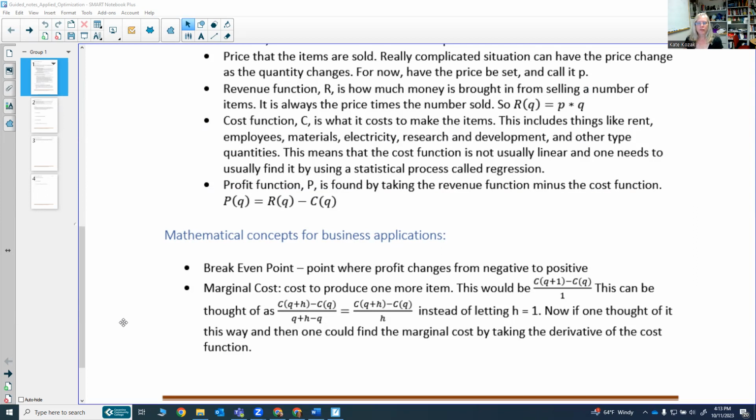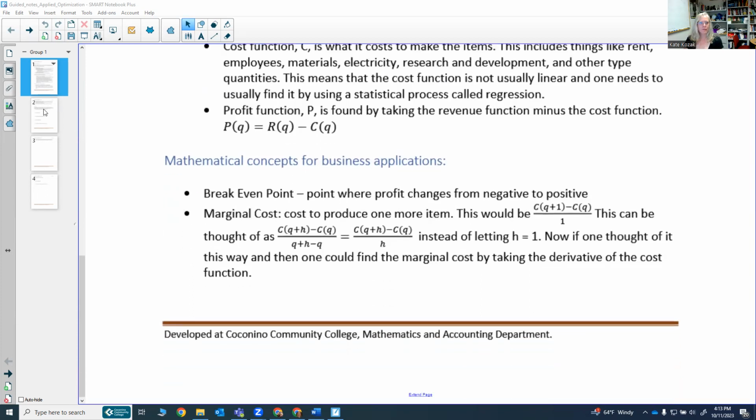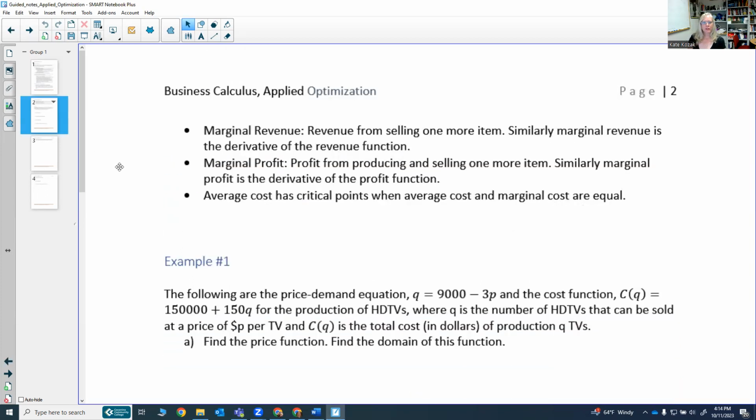Now, if one thought of it this way, then one could find the marginal cost by taking the derivative of the cost function. Marginal revenue is from selling one more item. Similarly, marginal revenue is the derivative of the revenue function. Marginal profit is from producing and selling one more item. Similarly, marginal profit is the derivative of the profit function. And then average cost has critical points where average cost and marginal cost are equal.